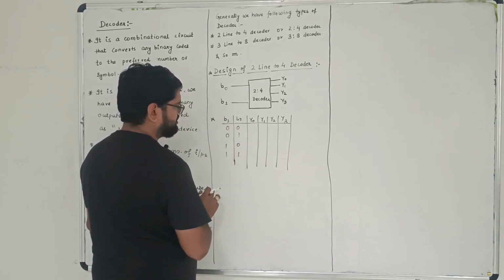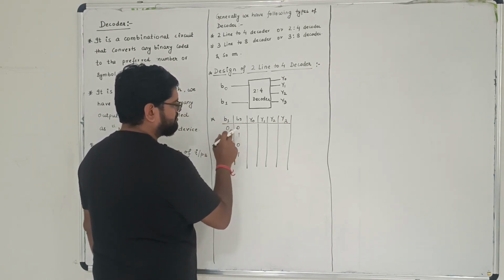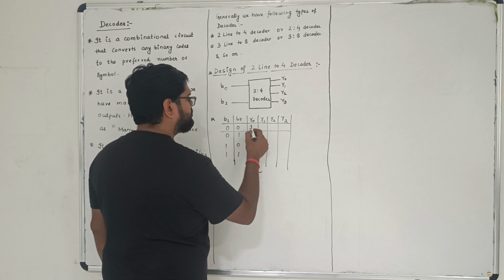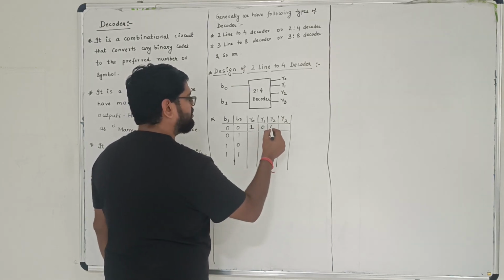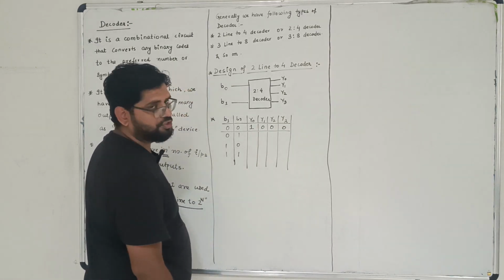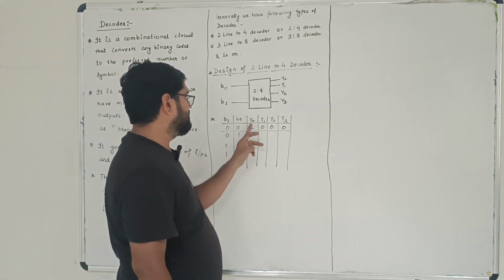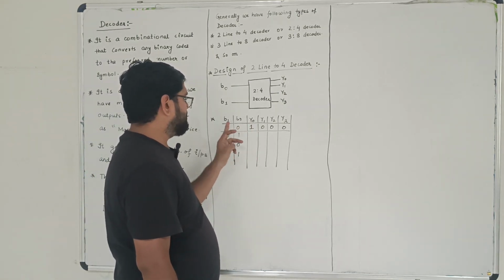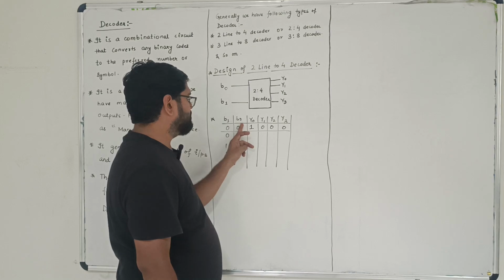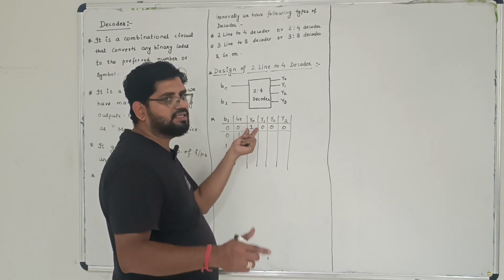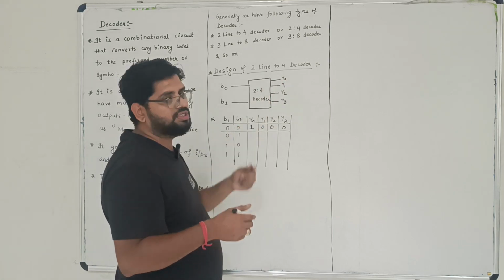Now once we are done with this, if 00 is the input, if B1 is 0 and B0 is 0, then in that case the output Y0 will be activated and the other values will not be activated, we will be getting 0 output for those. Now you can ask me why Y0 will be 1, because B1 equals 0 and B0 equals 0. This 0 and 0 combination will always imply the value of Y0 equals 1.